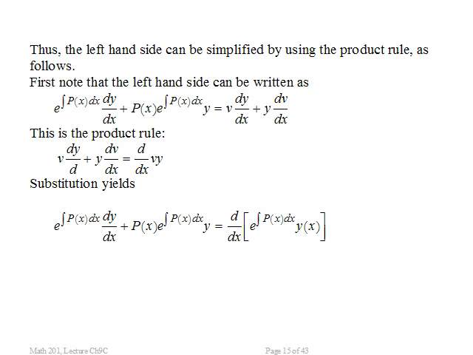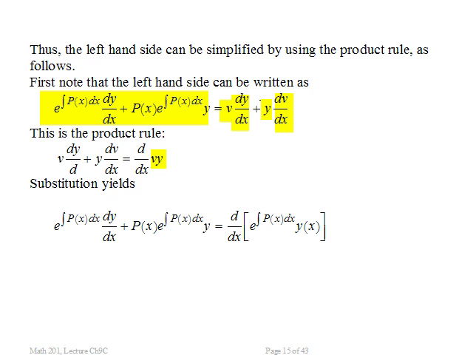I'm going to simplify the left-hand side by recognizing that it really is an example of the product rule of differentiation. This is all the terms from the left-hand side, not yet simplified. The first term is nu, which multiplies dy/dx. In the second term, p of x times e to the integral of p of x dx is the derivative of the integrating factor, multiplied by y. So this is the product rule: it is the derivative with respect to x of nu times y.